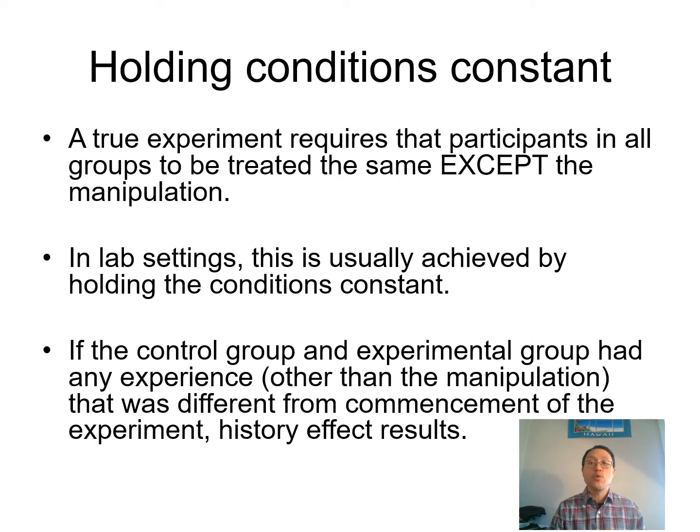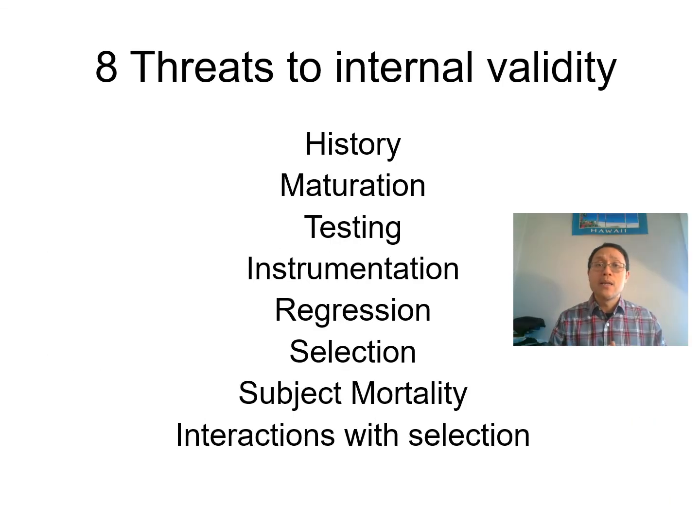So in a lab setting, this is usually achieved by holding the conditions constant. Whatever is done to group A is done to group B, to group C, to group D, and everything is exactly the same except your intended manipulation. Okay, and if in some rare occurrences the experimental group and the control group have any differences in experience other than your manipulation, then the history effect results. Okay, now let's talk about our 8 threats to internal validity.